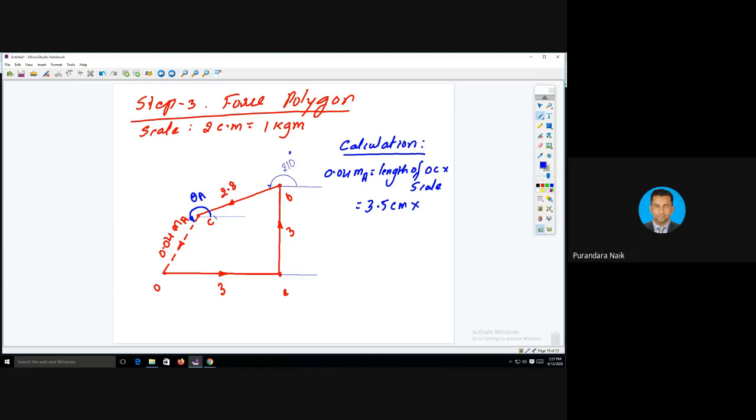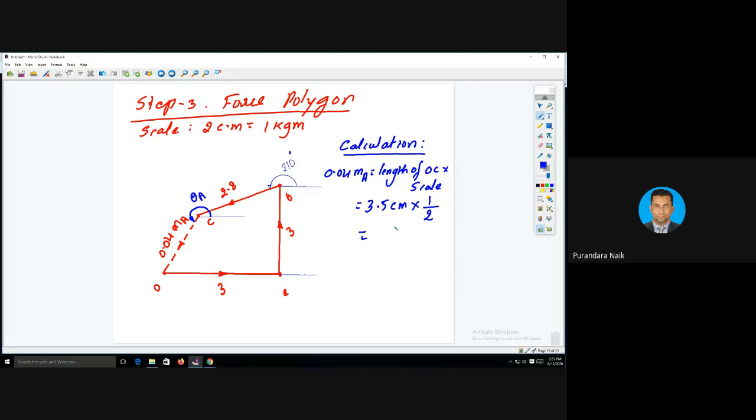So we have converted all the readings, or we have doubled them while drawing. Now double means 3.5, so the actual length according to the scale is 3.5 half. That is 1.75. We need to make it half. That's why the scale is 1 by 2. If you take 1 centimeter is equal to 2 kgm, then it will be 2 by 1. But here 2 centimeter is equal to 1 kgm, which means it is 1 by 2. That is the scale.